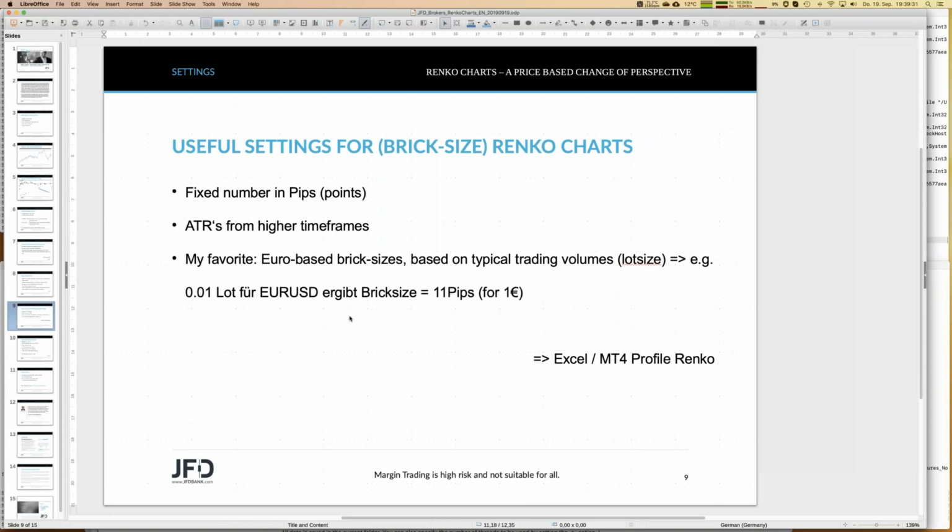So we can really look from the one to the other and see where I have the real bigger advantage in euros. Because finally what counts is euros or US dollar or Swiss franc, the currency, and not some candles within the chart. So that's good to use euro-based brick sizes.